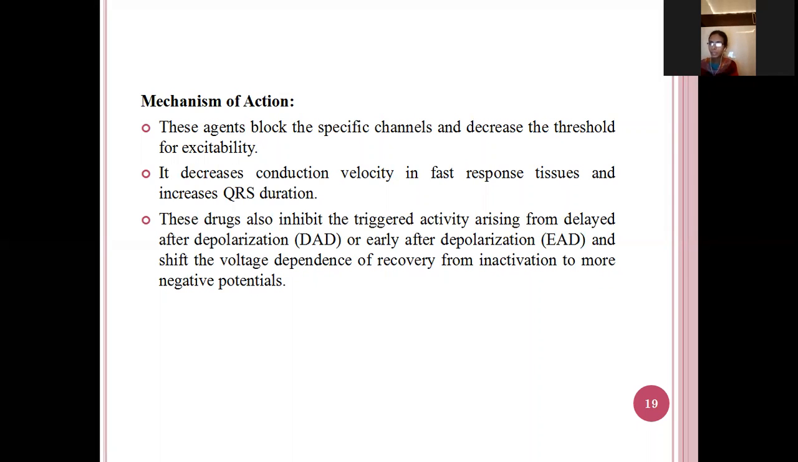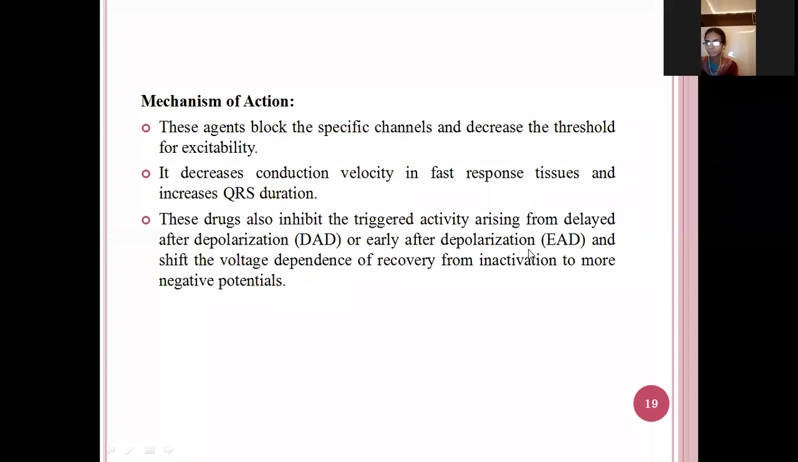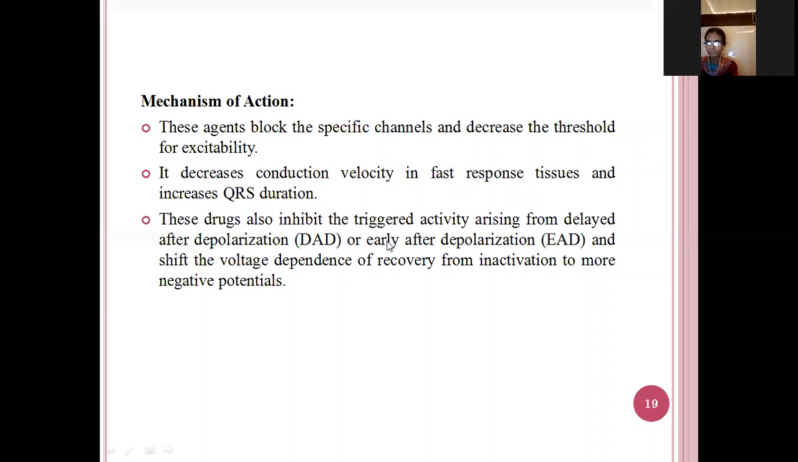Delayed after depolarization, in shortcut, we can call the DAD, and early after depolarization is named EAD. Early after depolarization is EAD, and it will shift the voltage dependence of recovery from inactivation to more negative potential. So this is the mechanism of action of class 1.